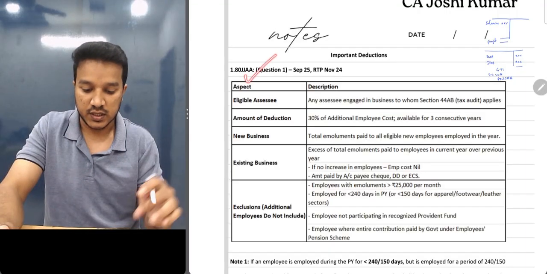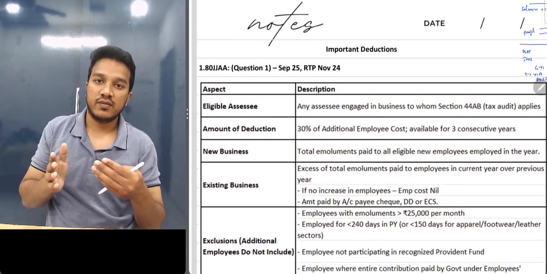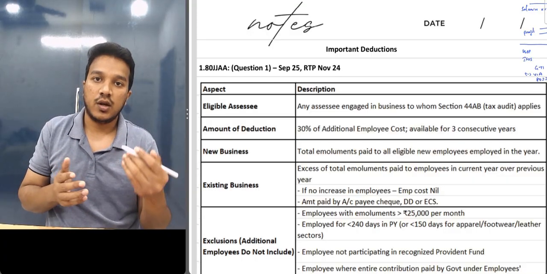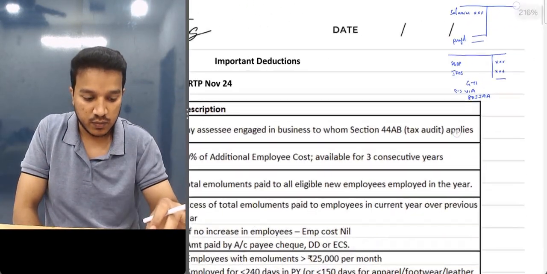One of the most important sections is 80JJAA. 80JJAA talks about whenever you're generating more employment, you are allowed an additional deduction, that is 30%. Now I'll explain what it says.